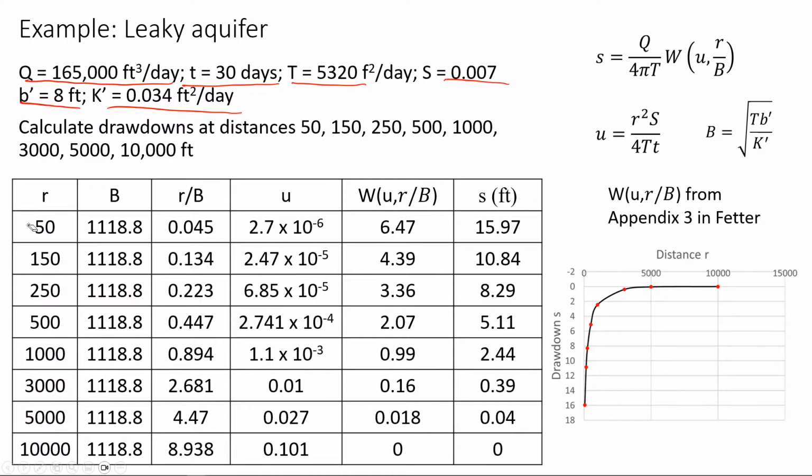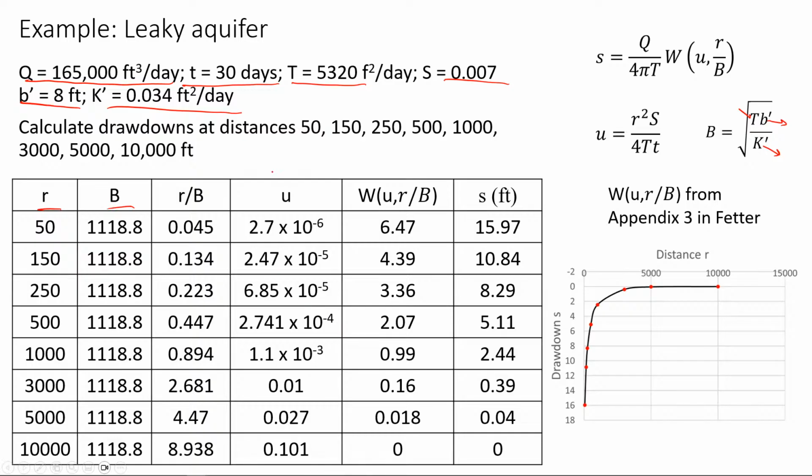And as we expect, the maximum drawdown is close to the pumping well. Very far away from the pumping well, the drawdown will be 0. But how to do this? That's simple. We calculate B, that's the transmissivity times the thickness of the confining layer over the hydraulic conductivity of the confining layer. So you put these numbers here, then you get a B value. And then you get r over B, the distance where I am observing drawdown divided by B. So you divide this by this.